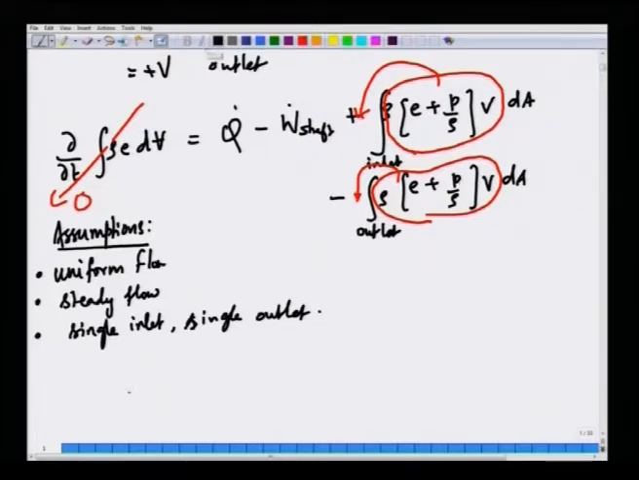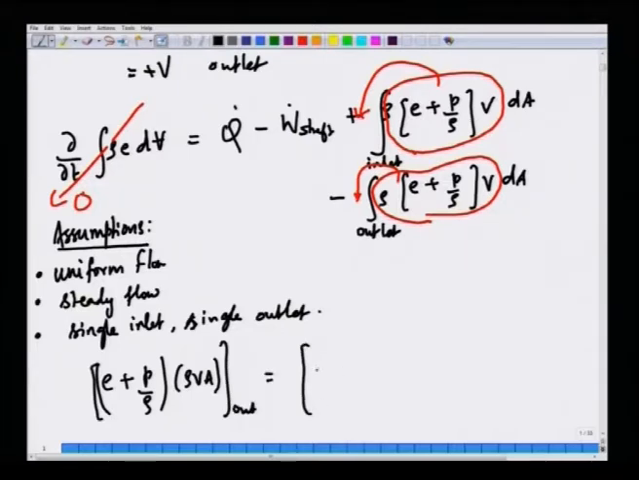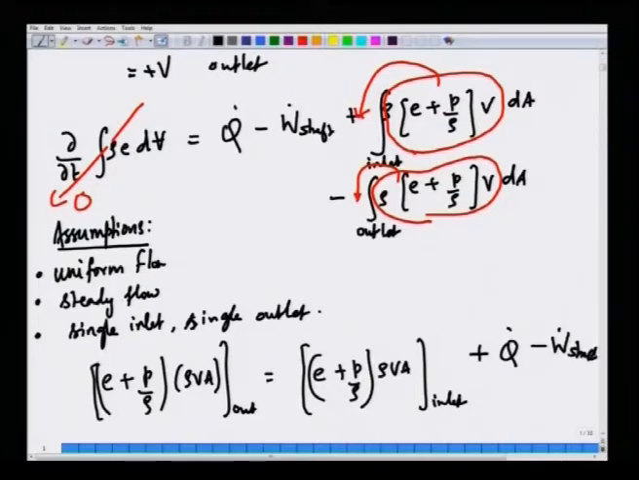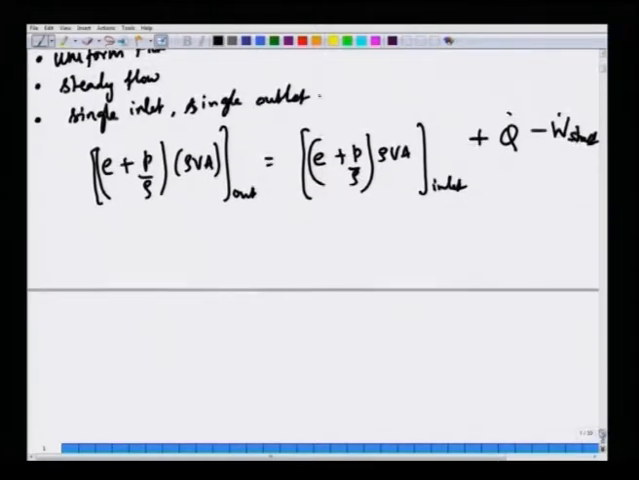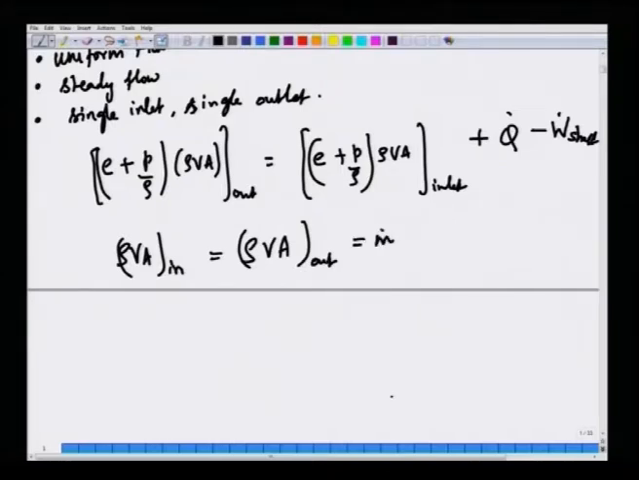So, having done that, you will get (E plus P by rho) times rho V A at the outlet is (E plus P by rho) V A at the inlet plus Q dot minus W dot shaft. Okay. Now, the mass balance will say for a single steady system with single inlet and single outlet, that rho V A at inlet is the same as rho V A at outlet, because at steady state there is no accumulation of mass in the CV. So, that is equal to m dot, the mass flow rate.